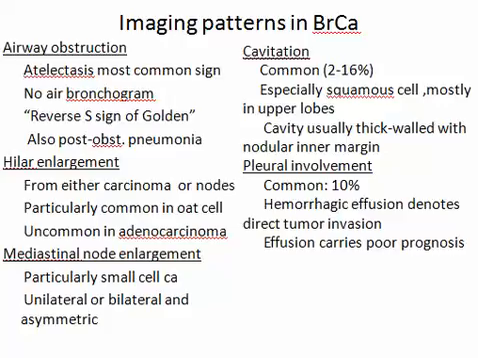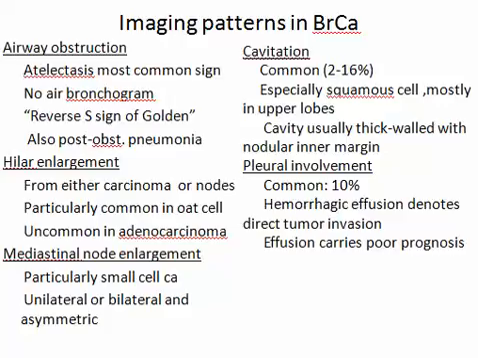And with the advent of CT, we have a lot of signs which you can see. Number one, the airway obstruction. In airway obstruction, that means that we are occluding the lumen of a bronchus, and we have atelectasis, which is the most common sign, usually no air bronchogram, and we can have reverse S sign of Golden.